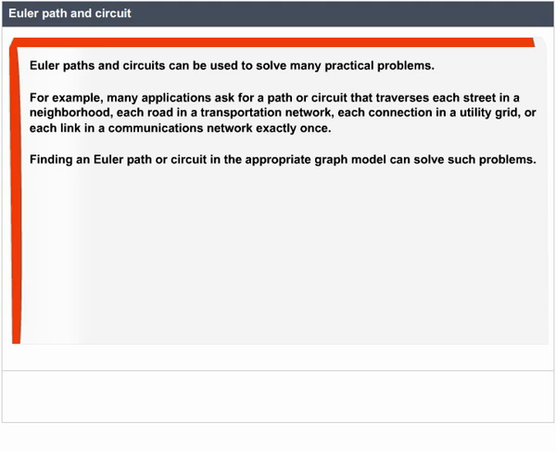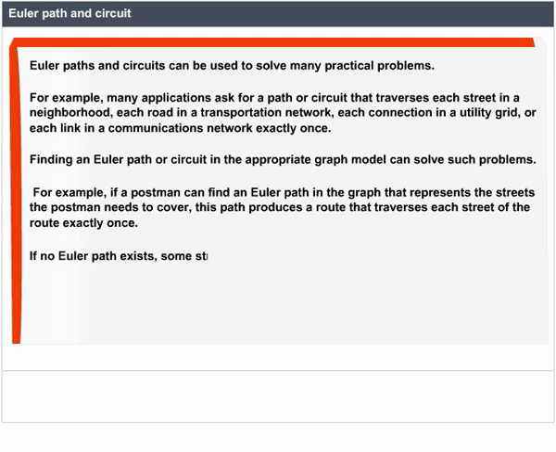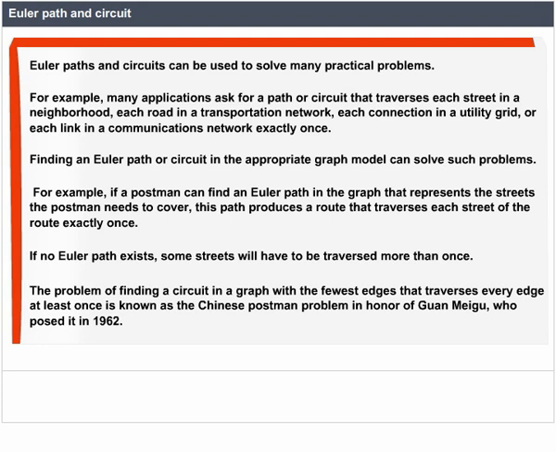For example, if a postman can find an Euler path in the graph that represents the streets the postman needs to cover, this path produces a route that traverses each street of the route exactly once. If no Euler path exists, some streets will have to be traversed more than once. The problem of finding a circuit in a graph with the fewest edges that traverses every edge at least once is known as the Chinese postman problem, in honor of Guan Meigu, who posed it in 1962.